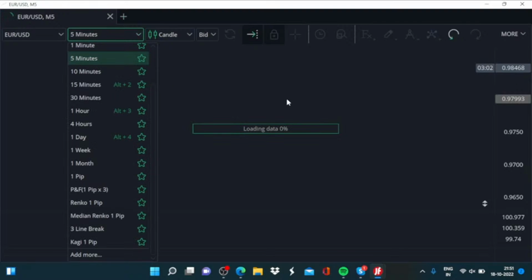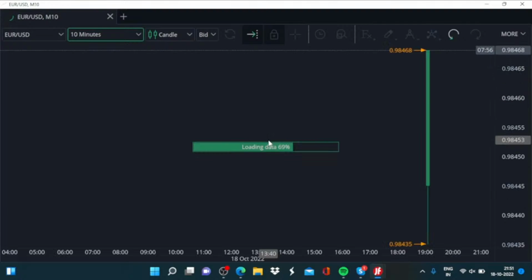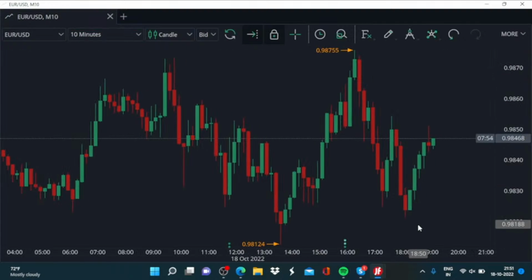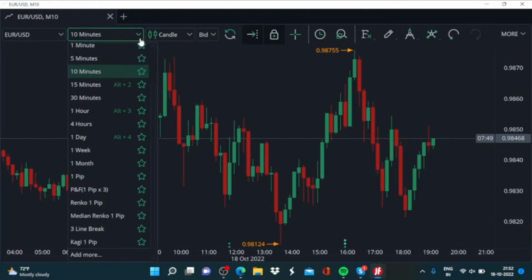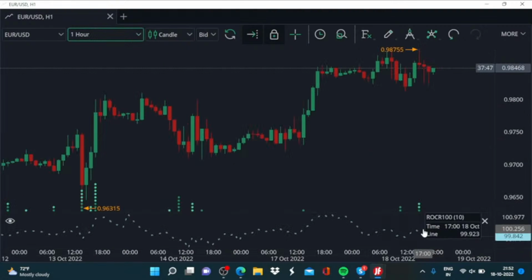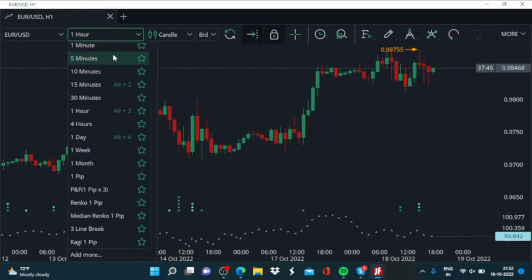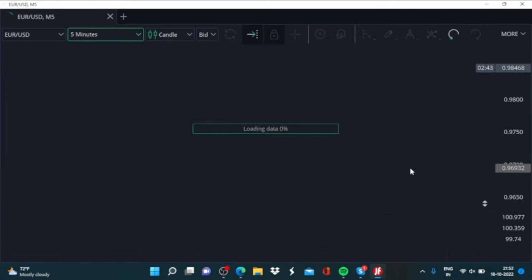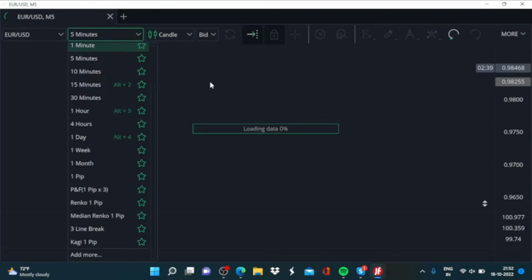it is taking some time. Just give us a few more seconds. Now on 10 minutes, we don't really see any plotting for the ROCR 100. But if I revert back to hourly, we have it because we have specified it that way. On 5 minutes also it will appear, though it is taking some time for the plotting to get done. But I hope you got the point, what I am trying to say.